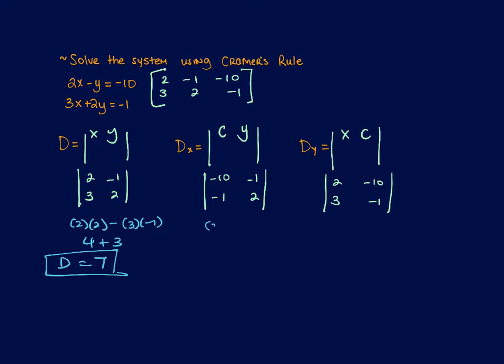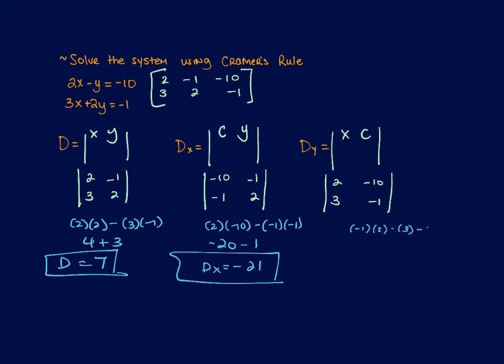This is 2 times -10 minus -1 times -1, -20 minus 1, -21, and that's D sub x. And this is -1 times 2 minus 3 times -10, -2 plus 30, which is 28, and that's D sub y.